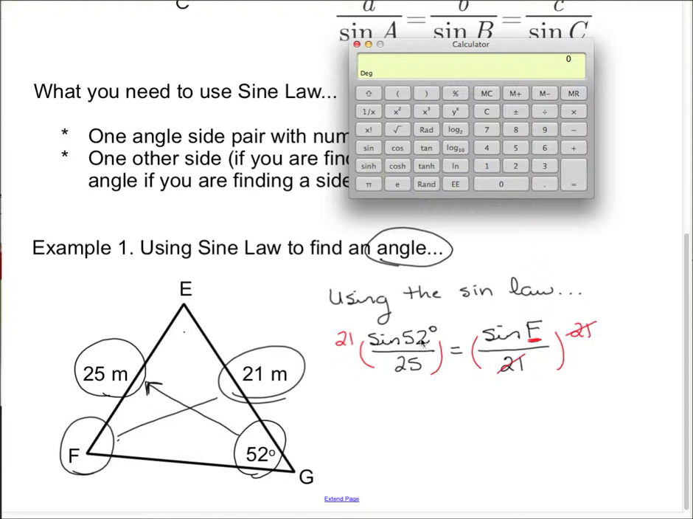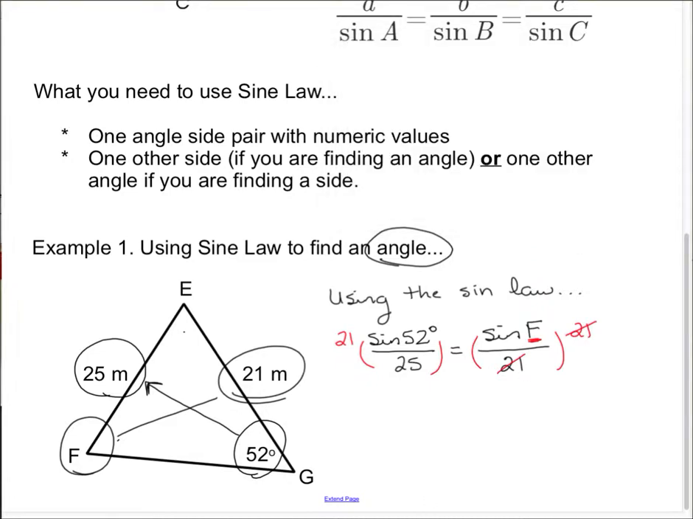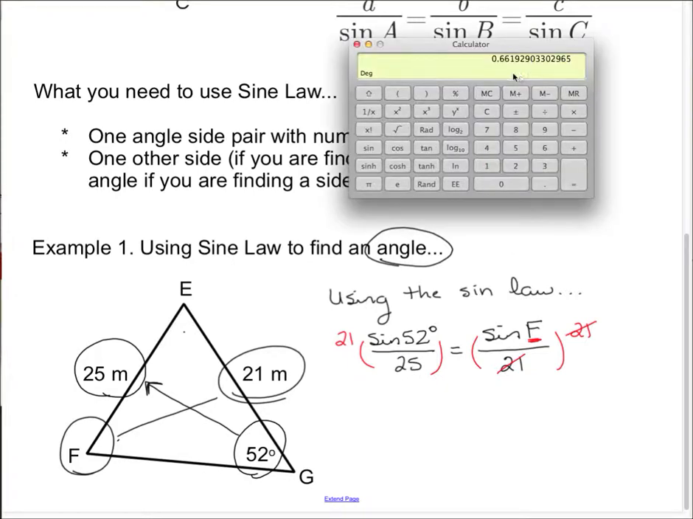So here's how I'm going to type that in the calculator. I'm going to do it all at once. I'm going to go 52, hit the sine button, and that's the sine of 52. Now I'm going to multiply it by 21. And that's what I get on top. And you can write that down if you want to, or you can just do it all in one step. Just do all these three things. I'm going to divide by 25. And I get 0.6. Leave it to 4 decimal places. 0.6619.